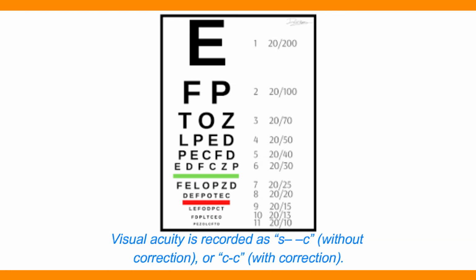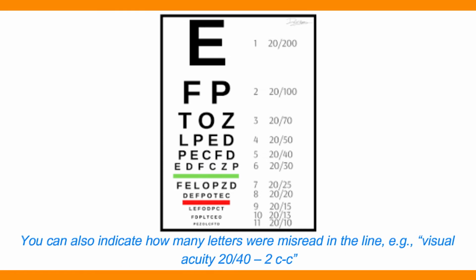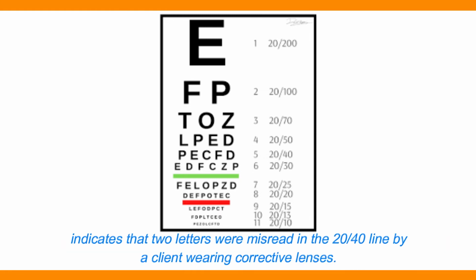Visual acuity is recorded as S-C without correction or C-C with correction. You can also indicate how many letters were misread in the line. Example, visual acuity 20/40 minus 2 C-C indicates that 2 letters were misread in the 20/40 line by a client wearing corrective lenses.